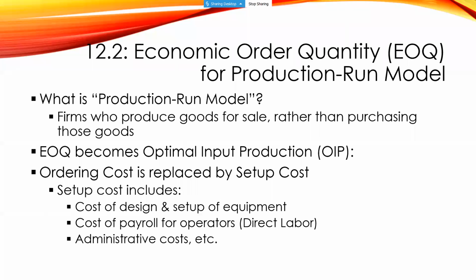And economic order quantity is actually renamed optimal production quantity. Ordering cost is replaced by setup cost. And what's involved in setup cost? Cost of designing and setting up the equipment. Payroll for operators. Direct labor, all that sort of thing. And things like administrative costs, which would be kind of indirect labor, so to speak.